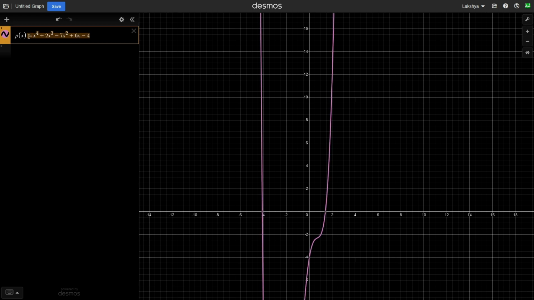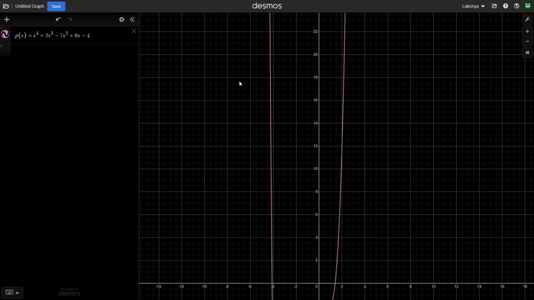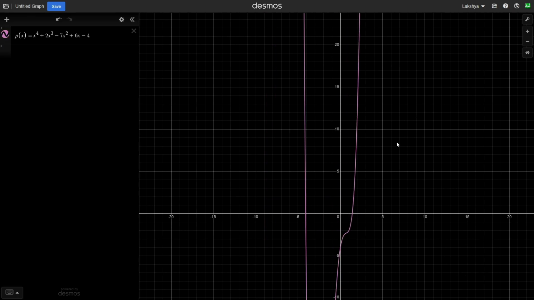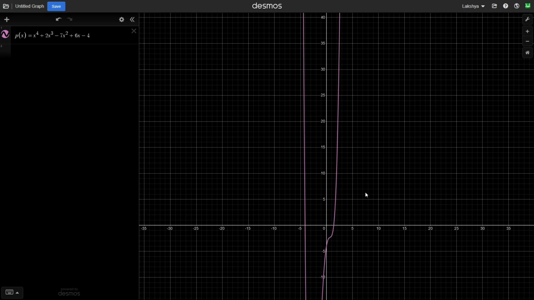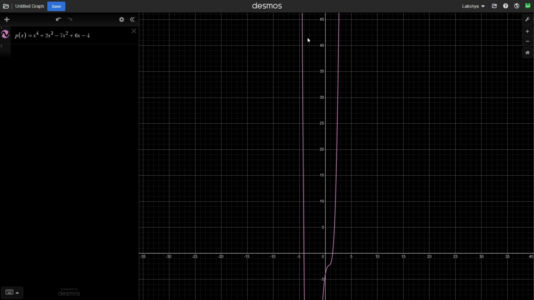So we've made up our function p of x, and notice the highest degree is x to the 4. So it's an even degree, so that means we're going to be going from quadrant 2 to quadrant 1. And that does make sense. It does look like we're going from quadrant 2 to quadrant 1. Basically what that means is as x approaches negative infinity, we're going to be going from quadrant 2, and as x approaches positive infinity, we're going to be going all the way to quadrant 1 over here.